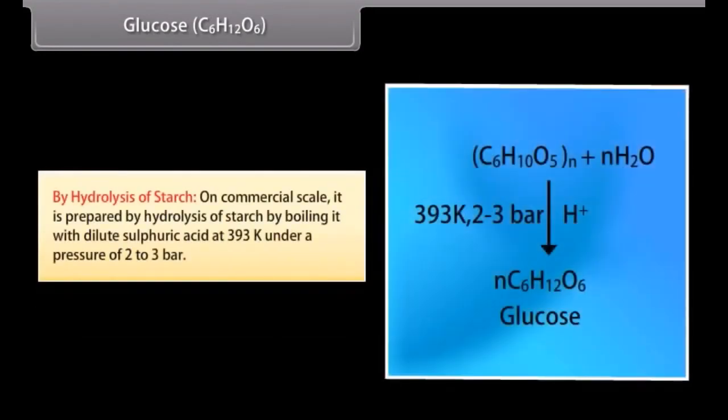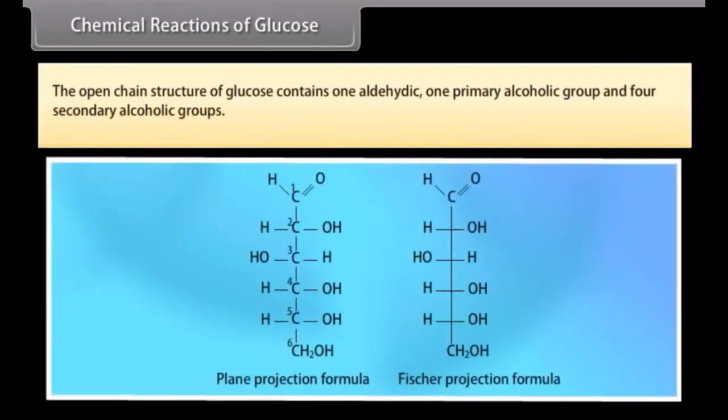By hydrolysis of starch. On commercial scale, it is prepared by hydrolysis of starch by boiling it with dilute sulfuric acid at 393 Kelvin under a pressure of 2 to 3 bar. Chemical reactions of glucose. The open chain structure of glucose contains one aldehydic group, one primary alcoholic group, and 4 secondary alcoholic groups. In Fischer projection, carbon atoms, which are at the intersection of the lines, are not shown.